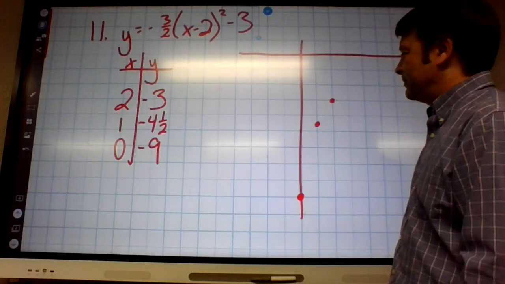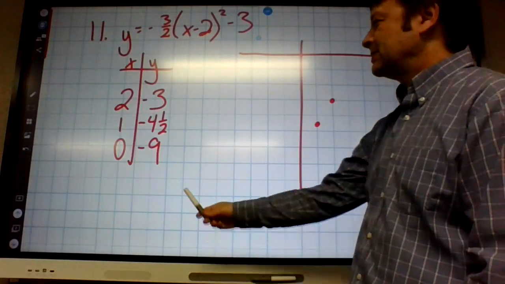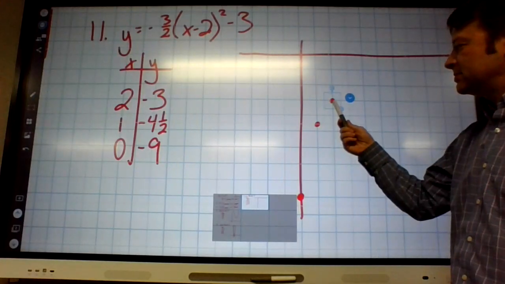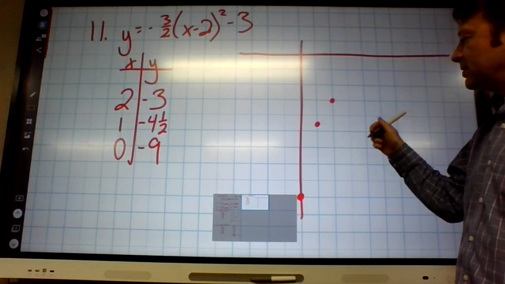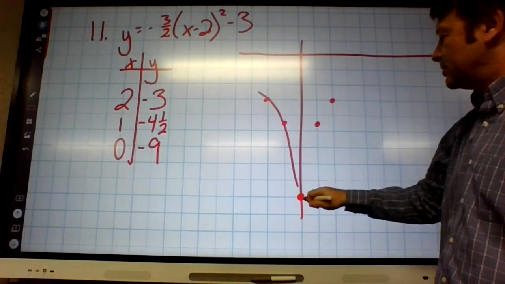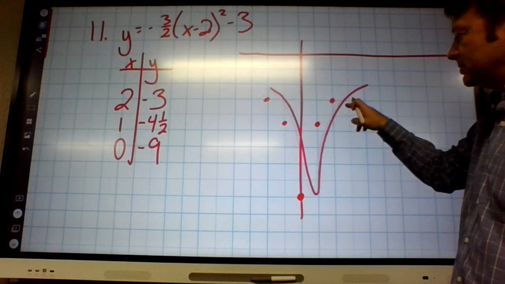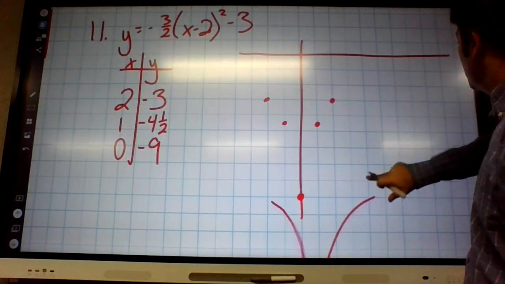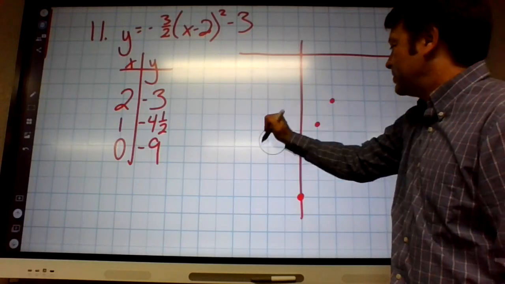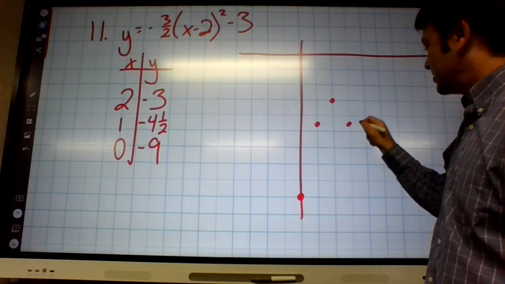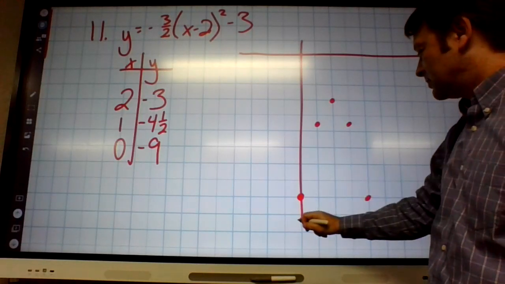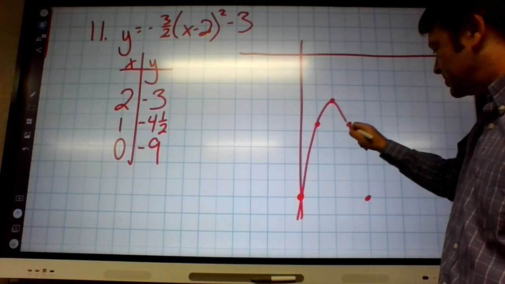Okay, where's the vertex? 2, negative 3. This is the middle, so you have to reflect to the right. If you do this, it doesn't even look like a parabola, right? It looks like a V. But it should look like a parabola. So it's this. Yeah, it's supposed to go down on this one because it's a negative.